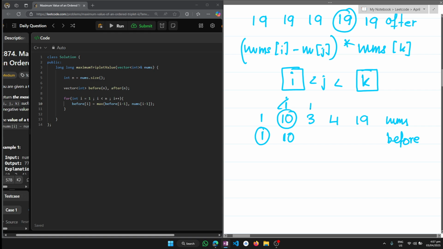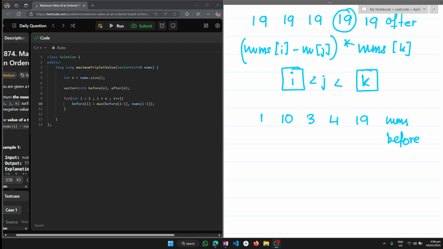Similarly, when my i is over here, I calculate the maximum of this and this, and it comes out to be 10. I increment my i, calculate the maximum of this and this, and again it comes out to be 10. I increment my i, and then I calculate the maximum of this and this, because this is before of i minus 1, isn't it? And this is nums of i minus 1. So when you calculate the maximum, it comes out to be 19. Does that make sense? Or maybe think of it this way. So let's literally do what I'm doing over here. Okay.